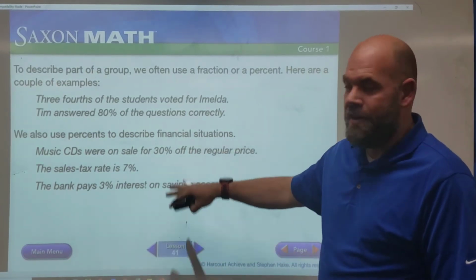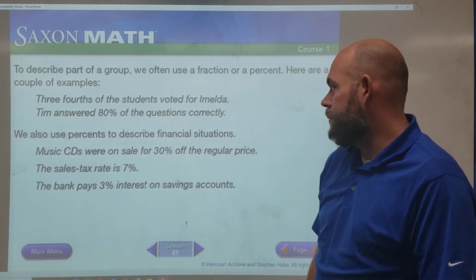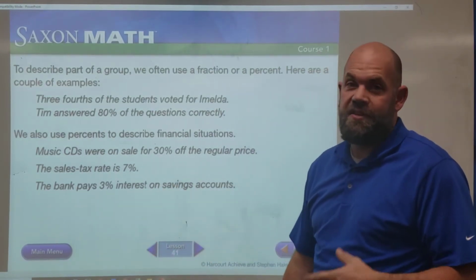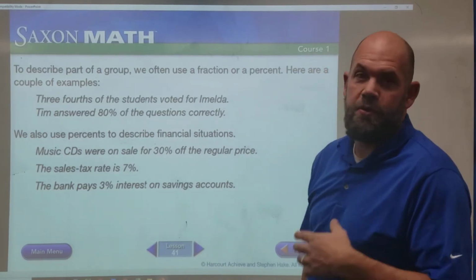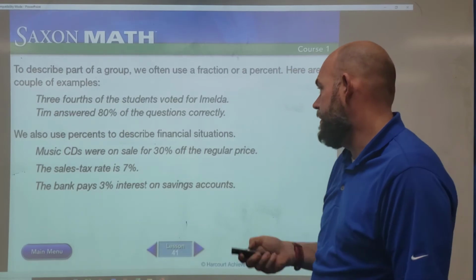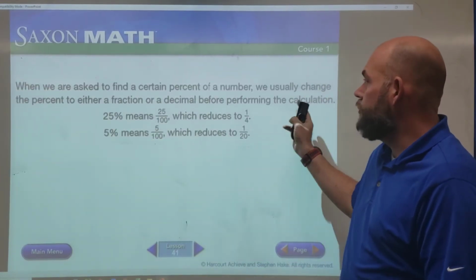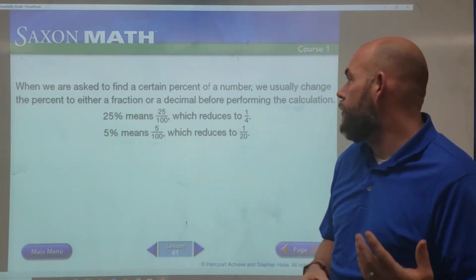We also do this in money situations. CDs were on sale for 30% off the regular price. Sales tax is 7%. The bank pays 3% interest. So we're often going to talk about money in terms of percents. Okay? When we're asked to find a certain percentage of a number, we usually change that percent to either a fraction or a decimal.